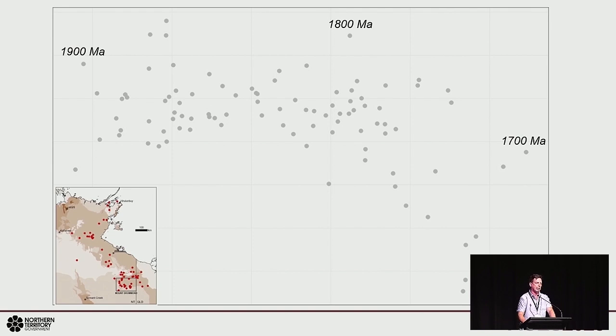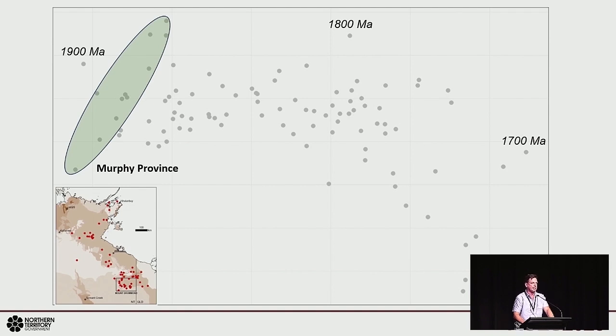All right, so as it turns out, all of the samples from the Murphy province plot in that green oval. There are also some samples that are not from the Murphy province that are also in that green oval. There are two samples in the database from the Georgina Basin, and they plot down there. Those two things basically define our end members. And it's probably not coincidental that that is the oldest unit and the youngest unit. Those are our end members.